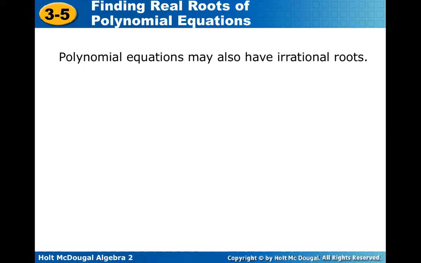Polynomial equations may also have what are called irrational roots. Irrational roots can't be written as a fraction. When I think of irrational roots, I think of square roots a lot of times. For example, the square root of 3 isn't a rational number.